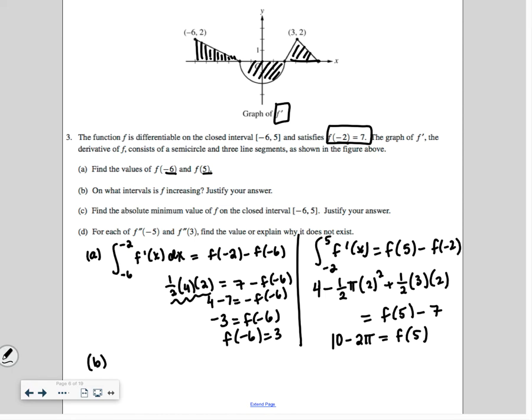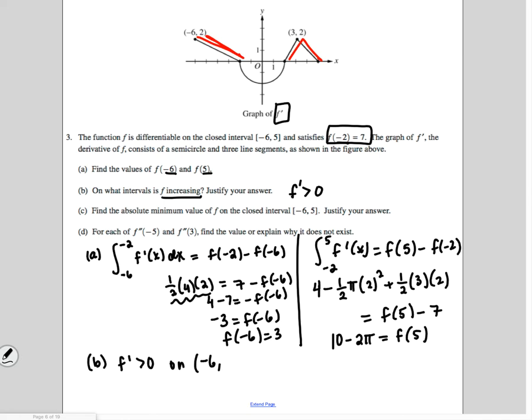So part B. It says, on what intervals is f increasing? Immediately when you see f is increasing, you say, that means that f prime is greater than 0. So we want to know where f prime is greater than 0. This graph up here is the f prime function, and it's above the axis here, and it's above the axis here. So we're going to say f prime is greater than 0 on negative 6 to 2, and then on 2 to 3, 4, 5. And you could have that negative 6 with brackets, it doesn't matter.